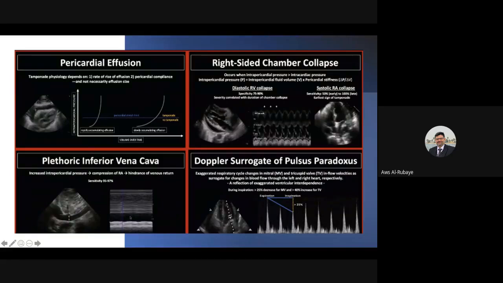You can see a right-sided chamber collapse, right ventricle or right atrium. This is a right atrial collapse, and this is a right ventricular collapse, and this is an M-mode showing right ventricular collapse. And you can see the variation of the E-wave velocity, the variation of the flow through the mitral valve. This is a Doppler surrogate for pulsus paradoxus. You can see the inferior vena cava is dilated and non-compressible.